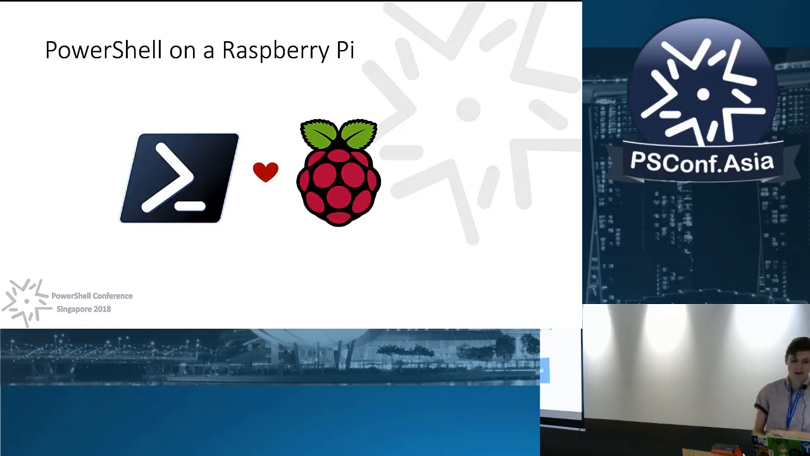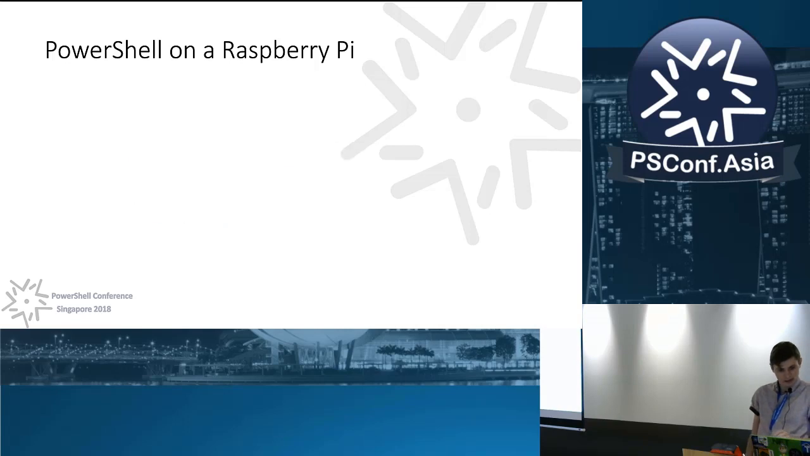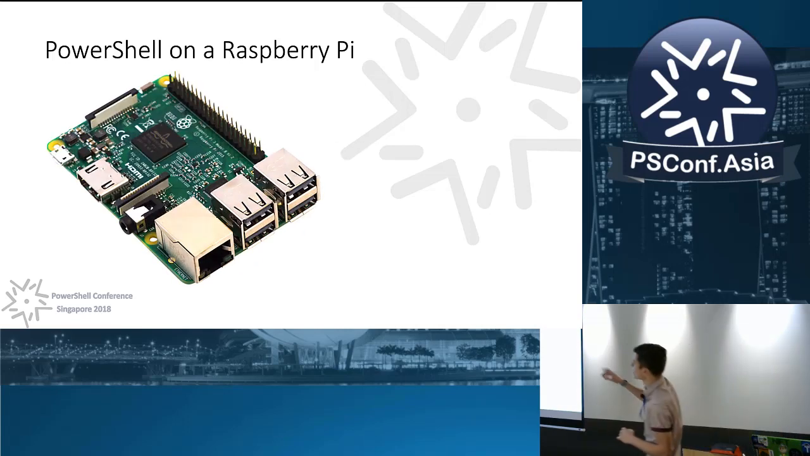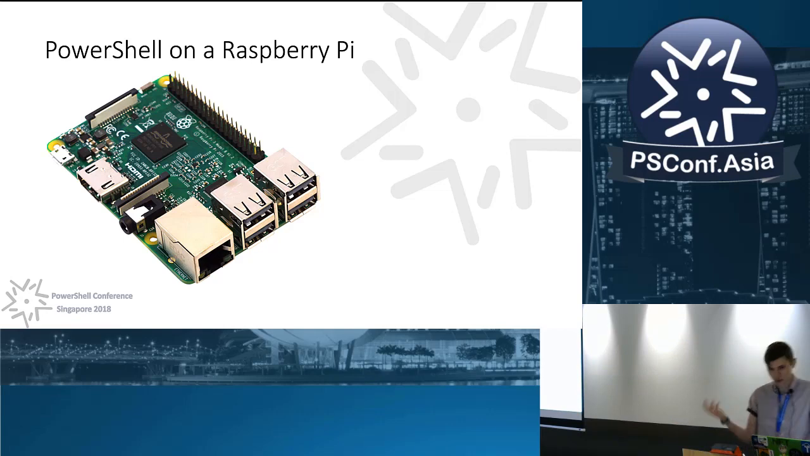But since we have PowerShell on Linux and PowerShell on ARM devices, that means we also have PowerShell on Raspberry Pis. So here's a picture of what one looks like. If you didn't see it from the previous picture, we've got these little pins at the top there, and you connect wires to them into different sensors like temperature sensors and touch sensors or LCD screens, et cetera, et cetera.